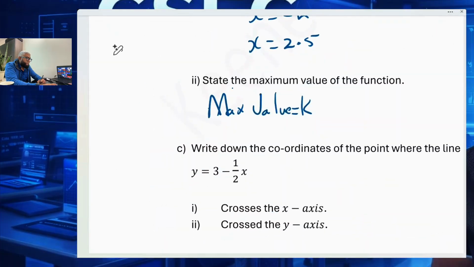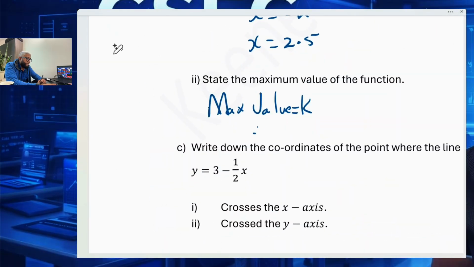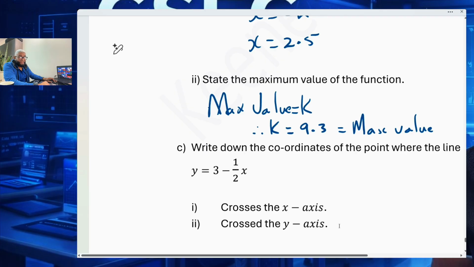So therefore, k is equal to 9.3. That is what I got on my graph. If you get 9.4, put 9.4. It's still correct. This will be a max value. Not either way now, because CXC would more than likely see.